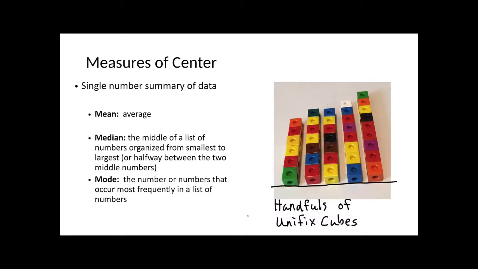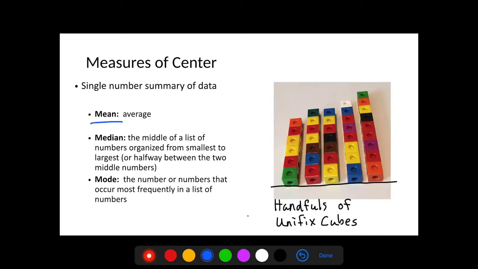Measures of central tendency, or measures of center, are ways of trying to find that answer, to find a typical value. So we're looking for a single number that summarizes our data. We'll be looking at mean, median, and mode. First, we'll look at median and mode.